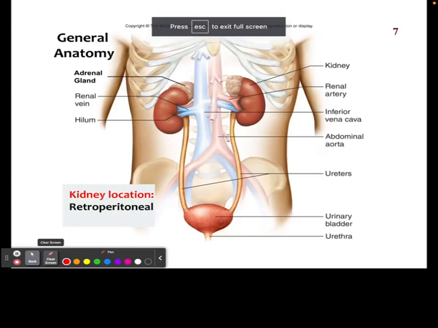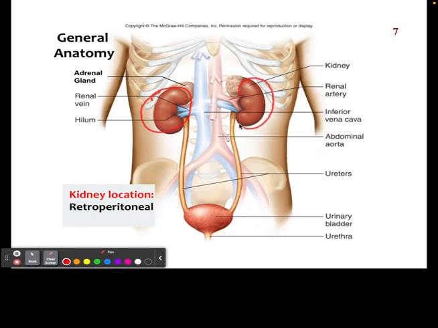Hey everyone, so in this video we are going to discuss some of the general anatomy of the urinary system, as well as the histology, or the cells and tissues associated with it. And if we start off right here, we can see the large kidneys.